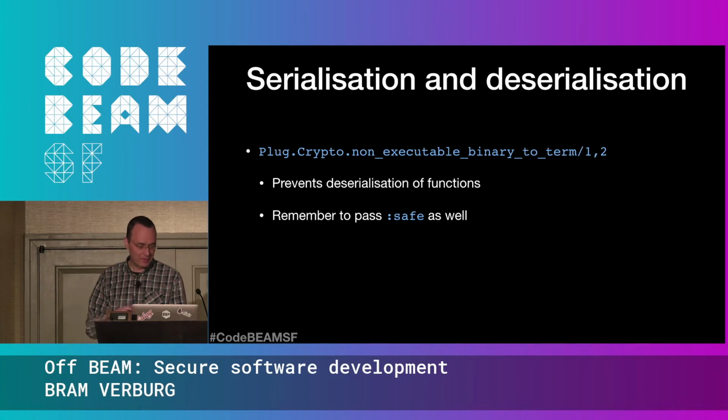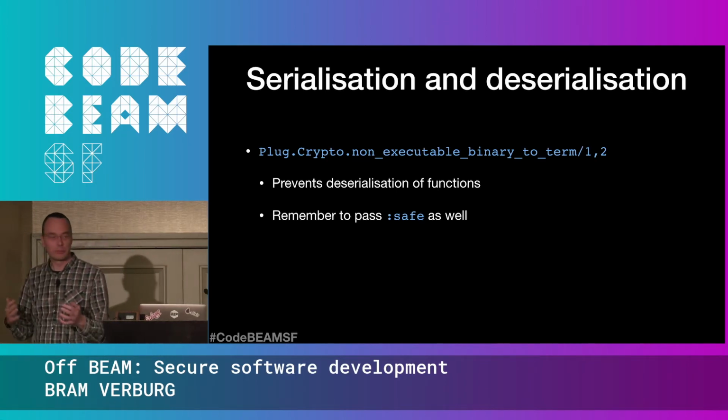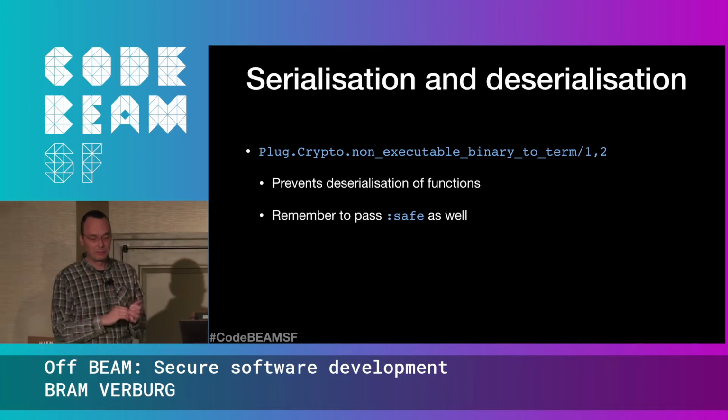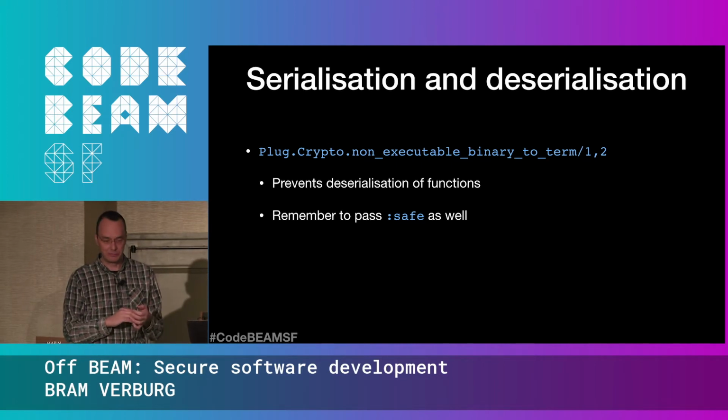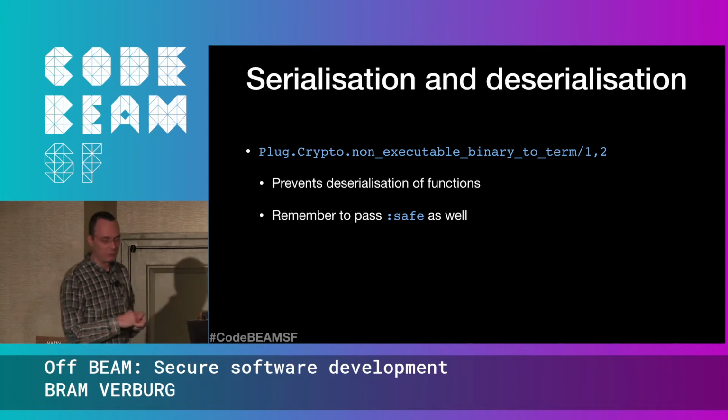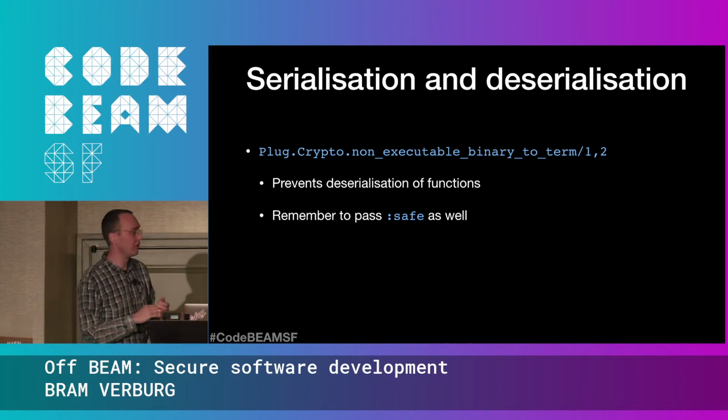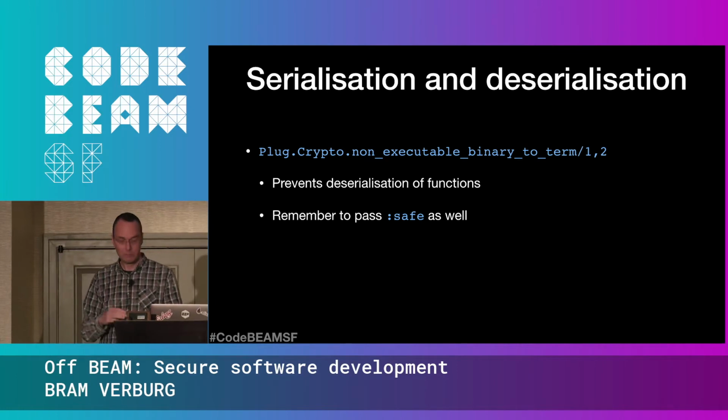Okay, so if you're working in Elixir and you want to prevent this, there is a function in the plug crypto library that does a safer version of binary to term, which does not allow deserialization of functions. But it also needs to be passed this safe option to prevent atoms from being created.